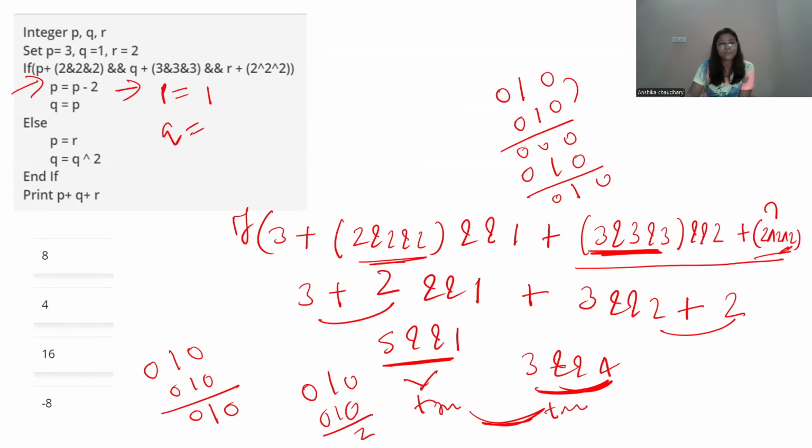Q assigned p, so the p value is now 1. So both values will become 1 and 1. Here p plus q plus r, so 1 plus 1 plus the r value, which is 2. So it will become 4, and 4 will be our answer.